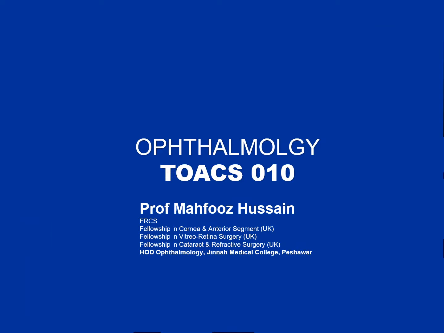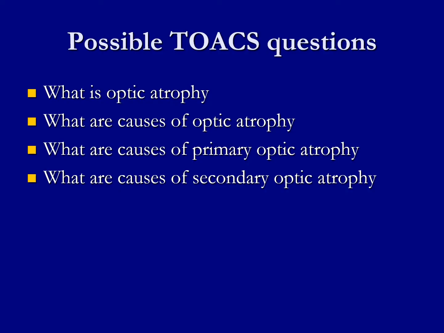This talk number 10 is about optic atrophy, and the possible questions are: first, we have to define what is optic atrophy, which is atrophy of the optic nerve fibers, and the optic nerve head appears pale or white. What are the causes of optic atrophy, like primary, secondary, consecutive, and glaucomatous? What are the causes of primary optic atrophy that you will see in the video as it goes along? And what are the causes of secondary optic atrophy? Let's start.